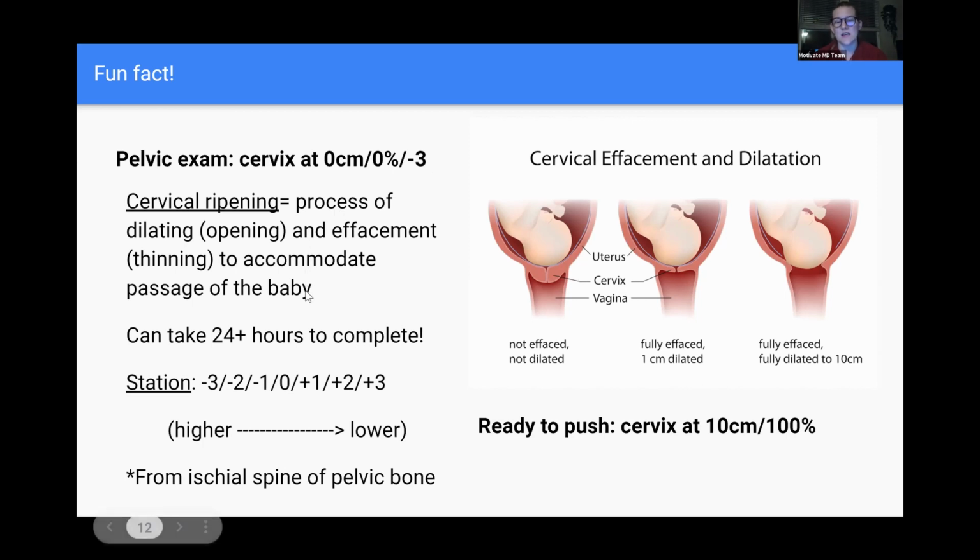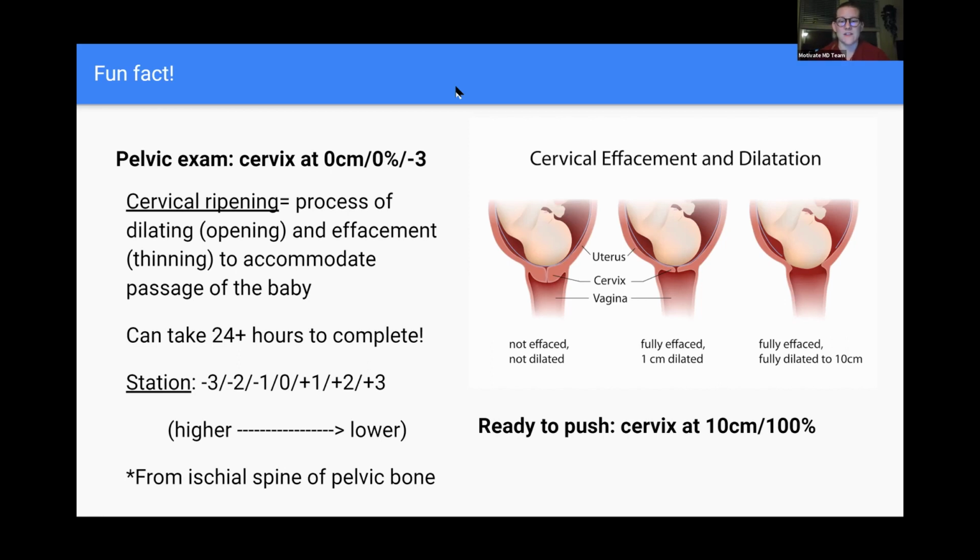So this process can take a very long time, especially for first-time moms. It's not uncommon to have it take longer than 24 hours. And that's kind of what we would call labor, that in conjunction with uterine contractions. So looking at the number of centimeters dilated, that's the actual distance from each end of the cervix that you're able to have a separation between.